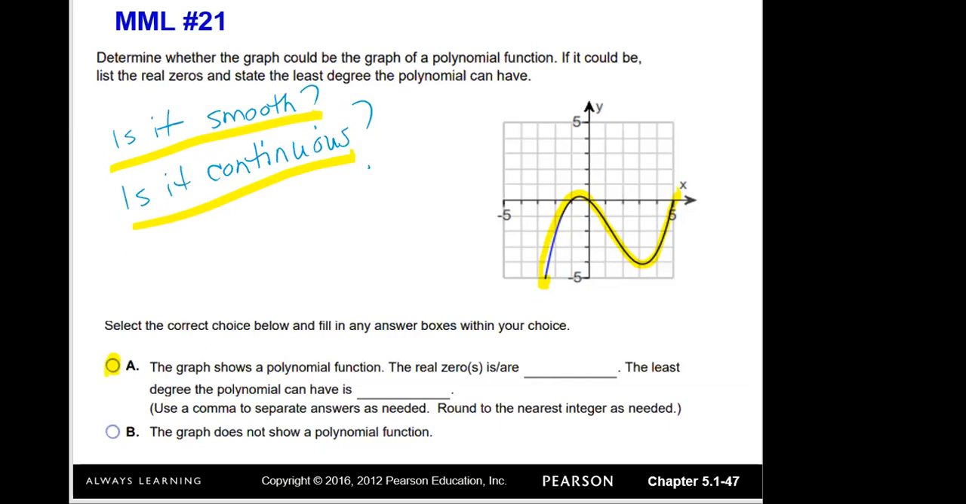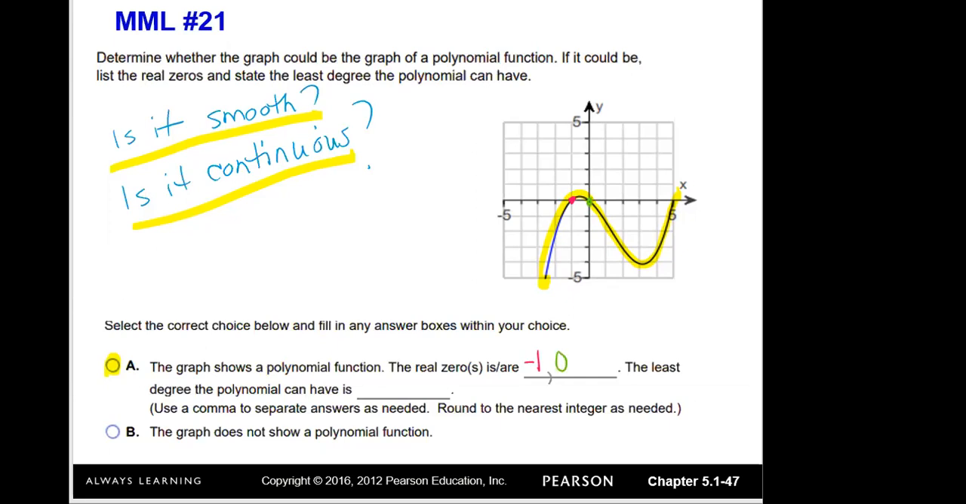And then the real zeros are, let's see, use a comma to separate answers as needed, round to the nearest integer as needed. So what I'm going to look at, the zeros would be where it crosses the x-axis, which it crosses here, and that is -1, and then it crosses it here.